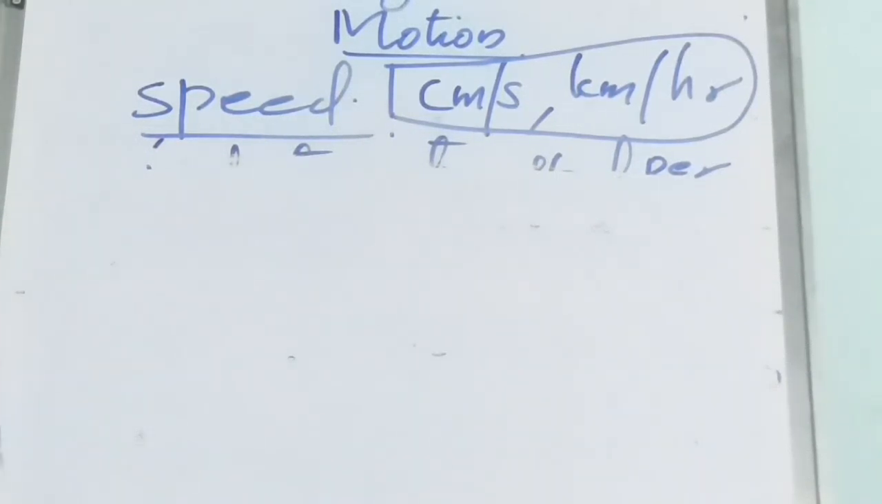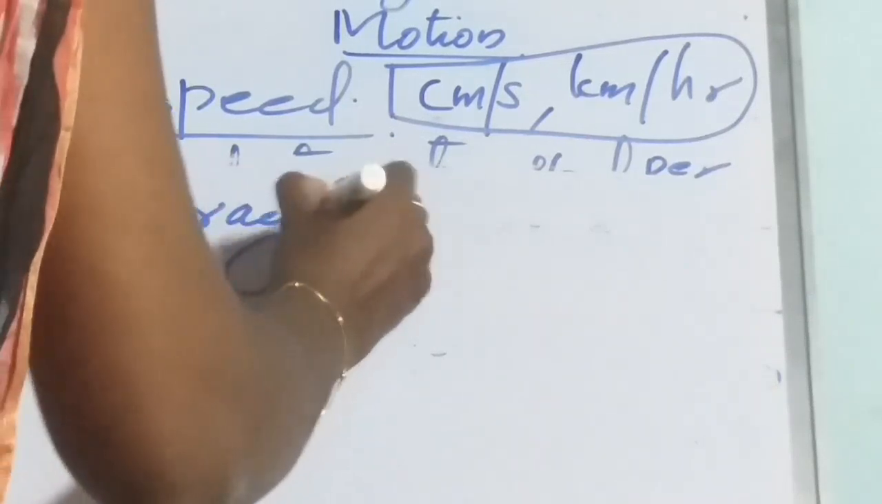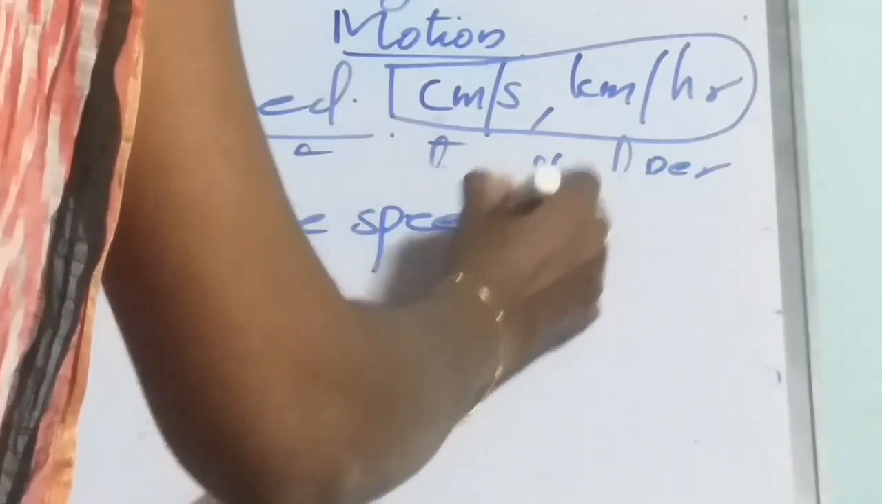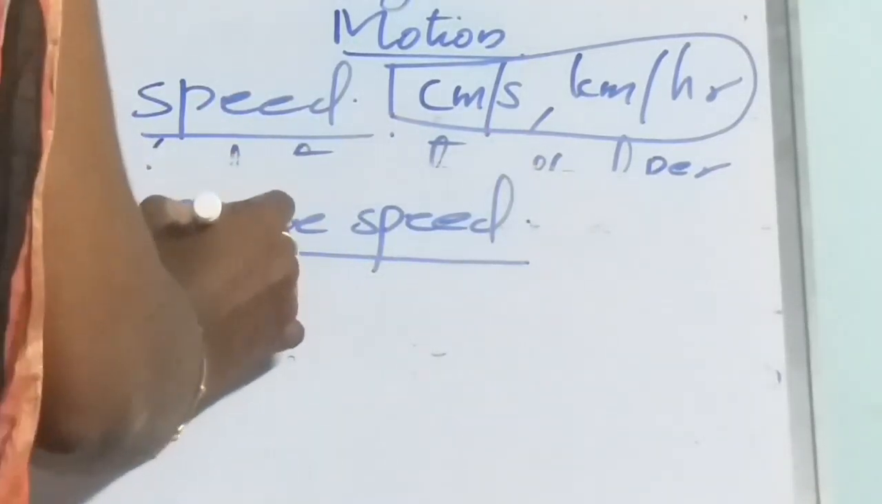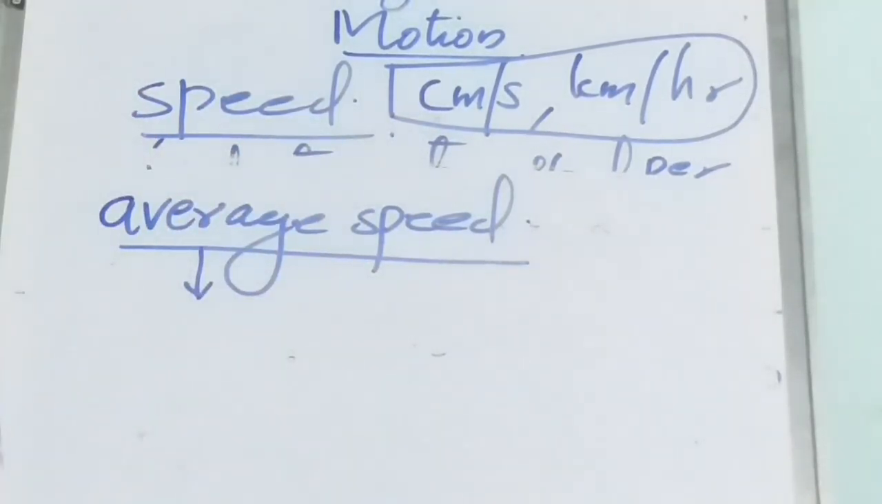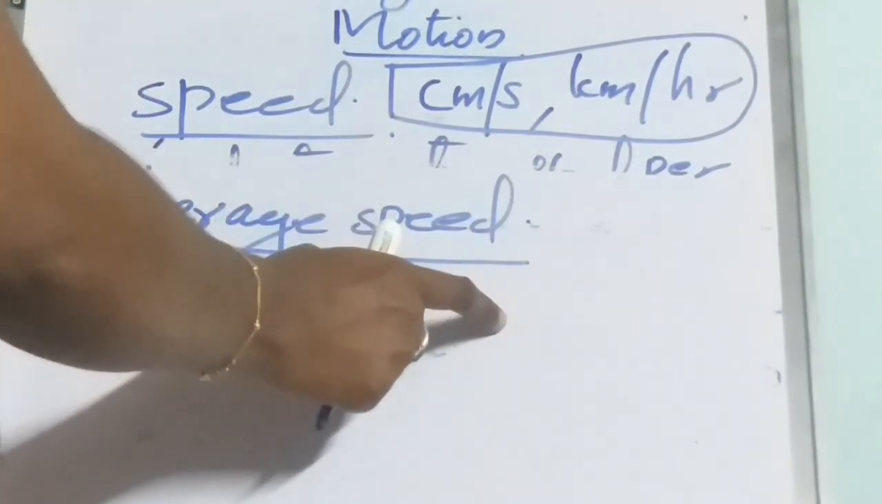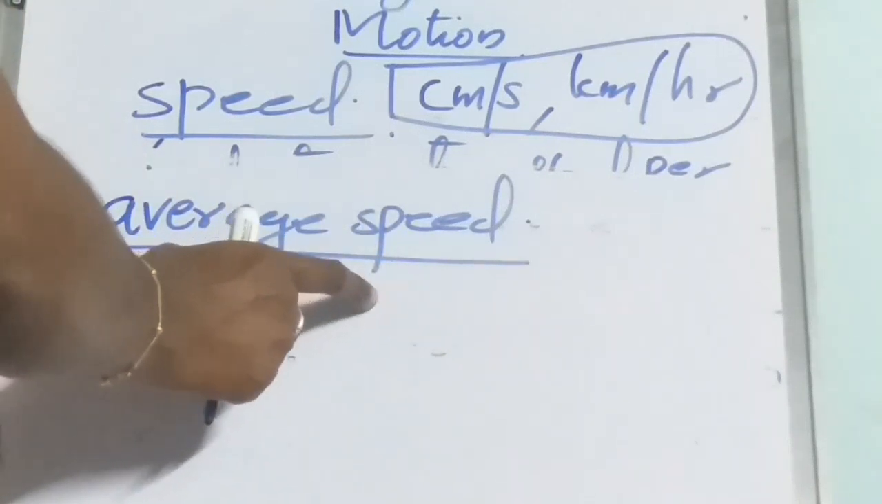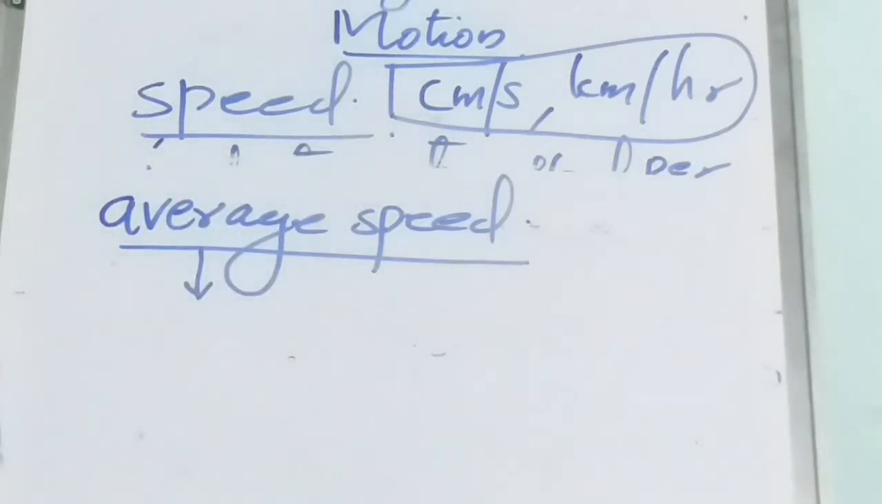So we have to consider the average speed. In the case of non-uniform motion, we have to calculate average speed. Why are we considering average speed? Because the speed is not a constant in the case of non-uniform motion.